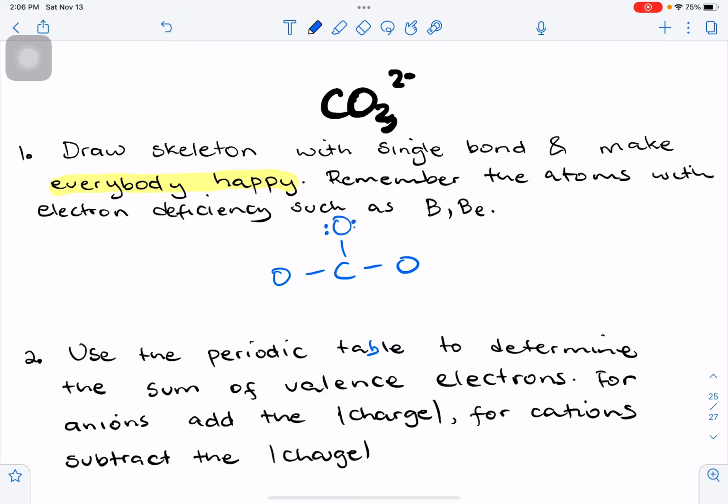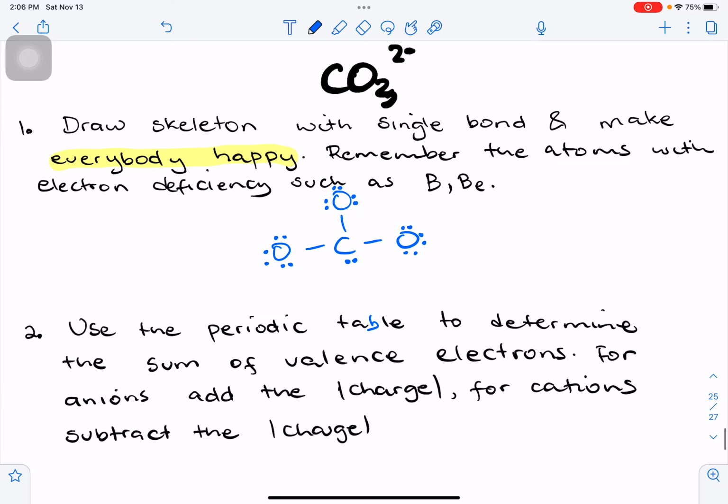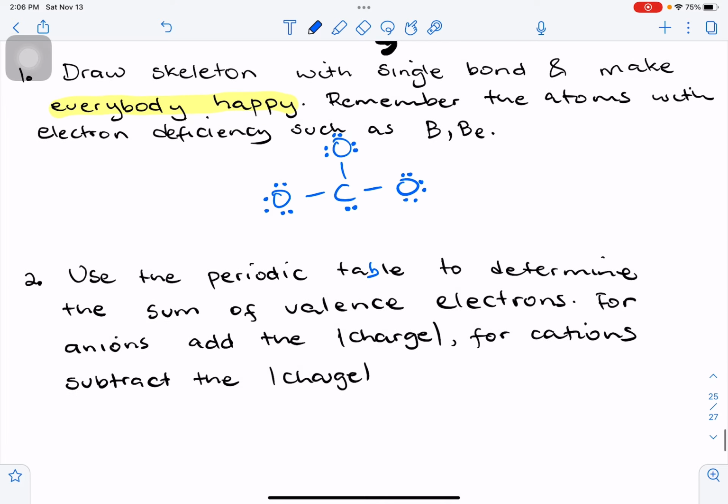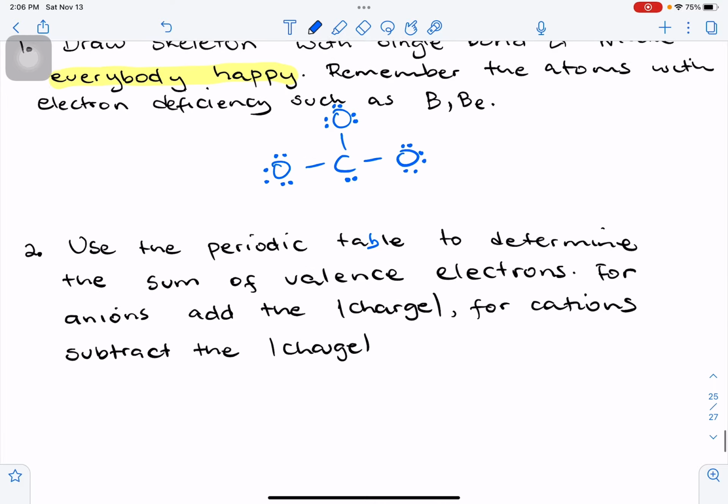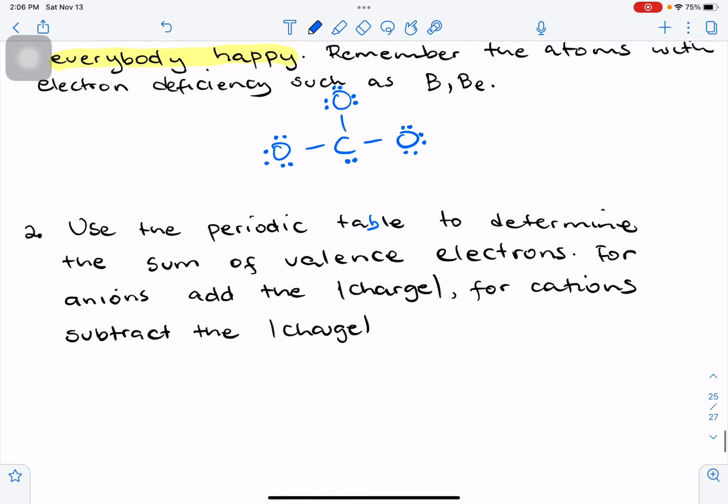And by that, we are going to put 3 lone pairs on each of the oxygens to make the oxygens happy. Now, if you look at our carbon, it's still unhappy, so we put a lone pair on the carbon as well. Now we go and we look at how many electrons we have to work with. So carbon has 4 electrons, and then the oxygens, they each have 6 electrons. So 3 times 6 is 18 electrons, and that gives us 22 electrons to work with.